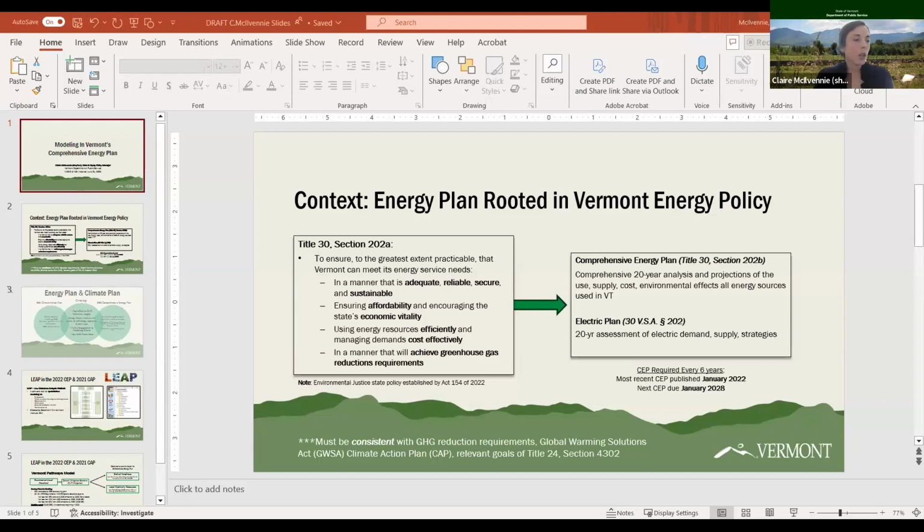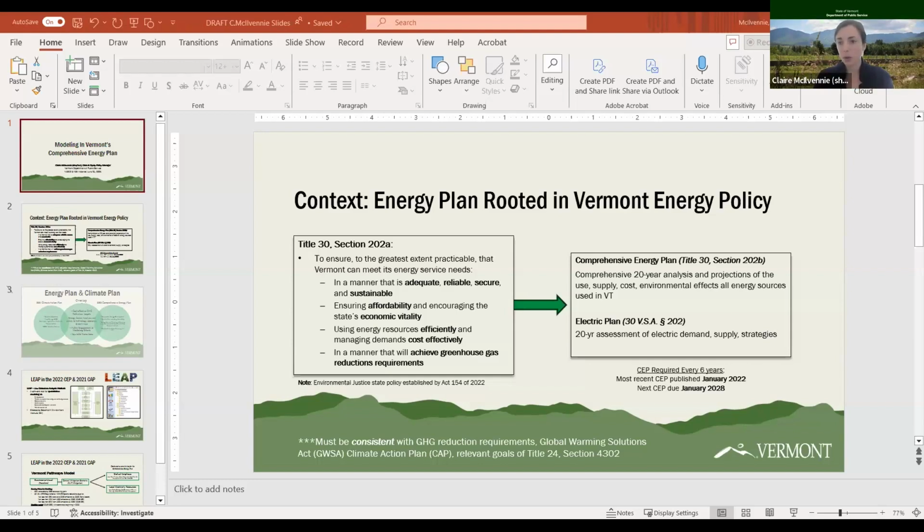So we do, one is a comprehensive energy plan. That's a 20-year look at analysis and projections of energy use, supply, cost, and environmental impact of all energy sources. So it covers all sectors. And then we separately have an obligation to do a similar 20-year assessment specific to the electric sector. So these two plans are on the same timeline.